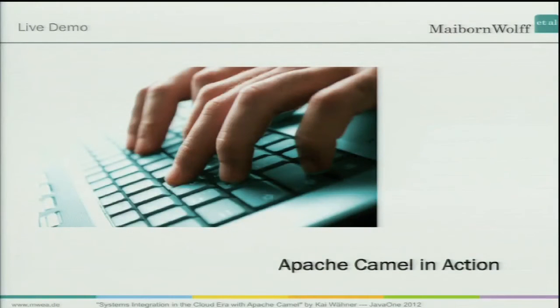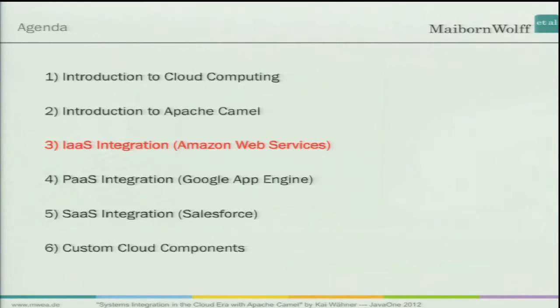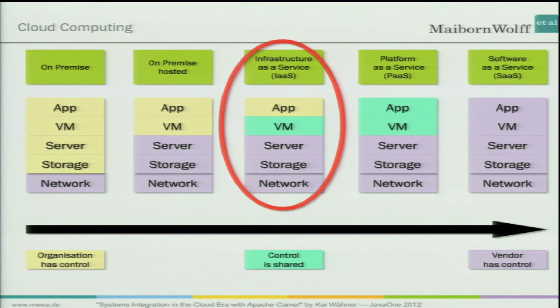So let's get back to the slides. And let's now integrate some of these cloud services. First, we come to infrastructure as a service. Here's an example. I've chosen Amazon Web Services. And again, remember, infrastructure as a service. You don't even have full control over your VM because you use the ones from Amazon, but you have full control over the app which you develop.